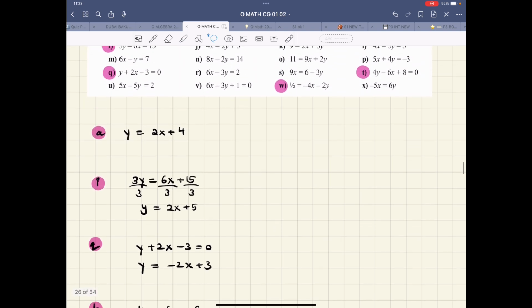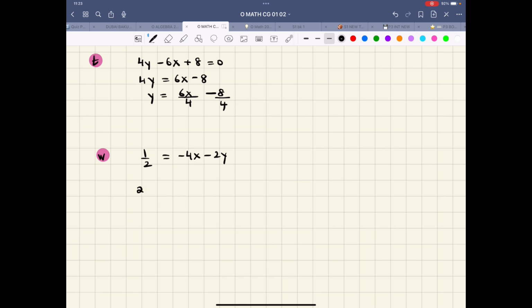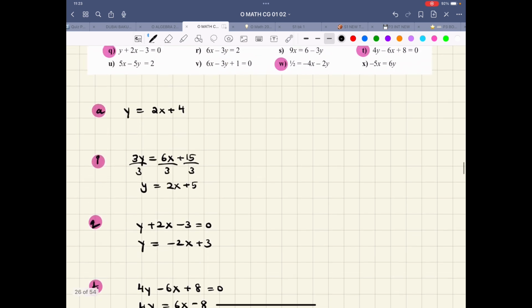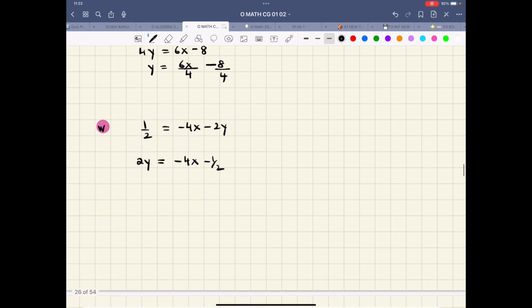And the last one is W, which is half equals minus 4x minus 2y. Let me switch the places. 2y is equal to negative 4x negative half. Let me just double check. This is half is minus 4x minus 2y. So 2y goes to the other side and becomes positive. This remains negative. Let me divide both sides by 2. Therefore, y is equal to minus 2x and minus half over 2, that is minus 1/4.